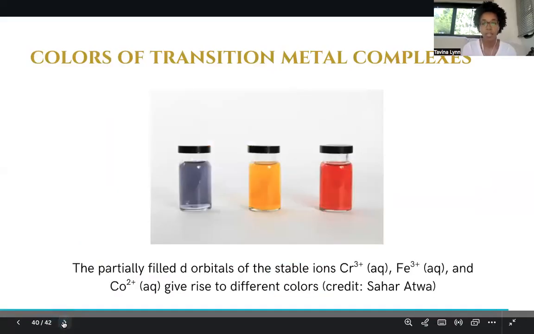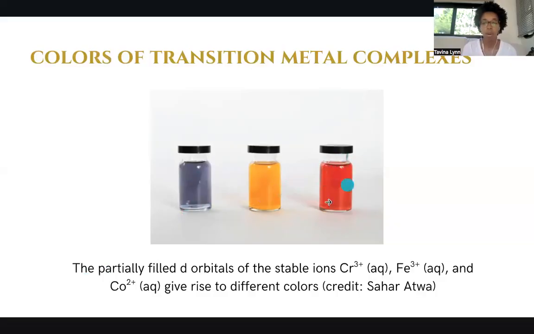So let's just look at a couple examples of transition metal complexes. There are three complexes here, right? We have chromium, iron, and cobalt. And all of these transition metals in these complexes have partially filled d orbitals. And remember from last week, partially filled d orbitals will result in some color. So these partially filled d orbitals of each of these transition metal ions give rise to these three different colors.